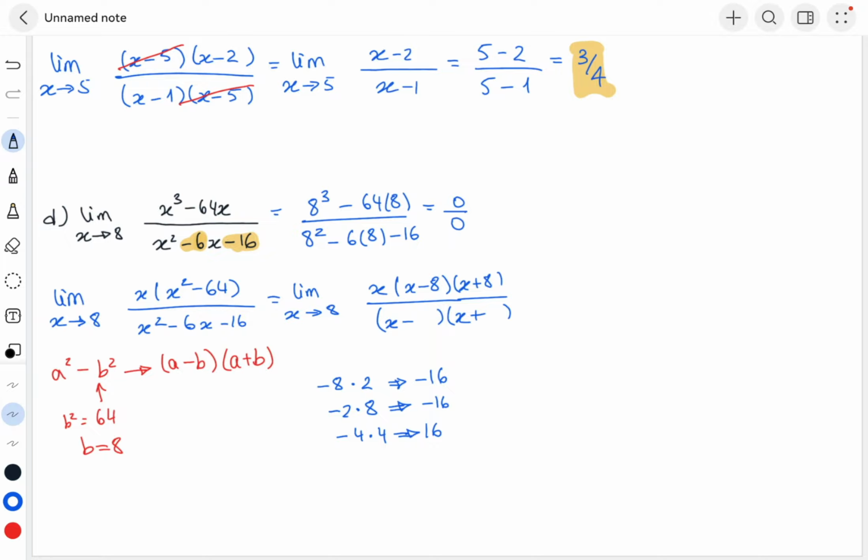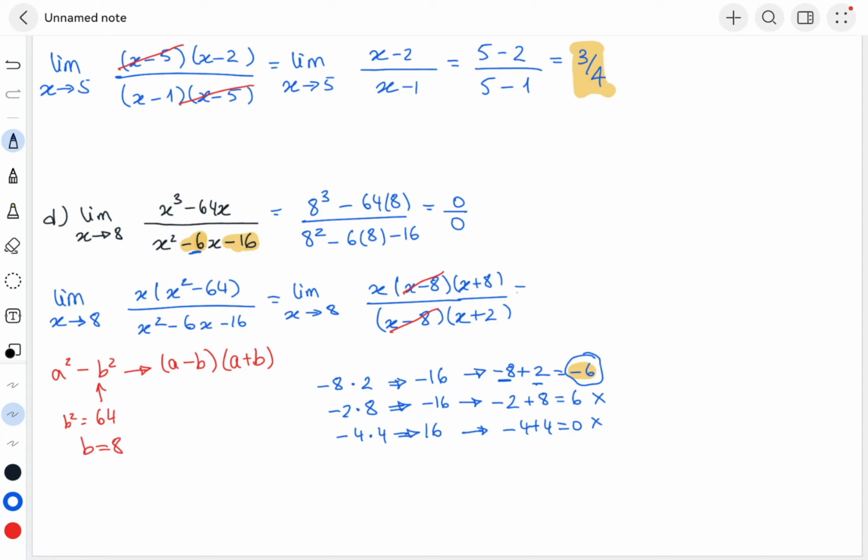Now, we can look at it. Is the addition of negative 8 and 2 equal to negative 6? Yes, indeed. Negative 8 plus 2 is negative 6. So this is our answer. But look, if we add negative 2 and 8, we'll have a 6, which is not our answer. And if we add negative 4 and 4, it's 0, which is also not our answer. So our correct answer is negative 8 and 2. So we'll have x minus 8 and x plus 2. Now we check if we can cancel anything out, and yes, indeed, we can cancel out the x minus 8s.